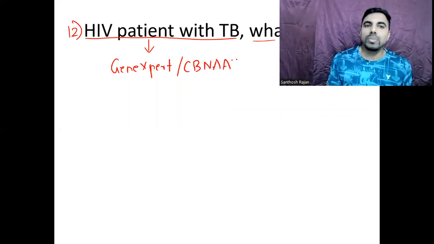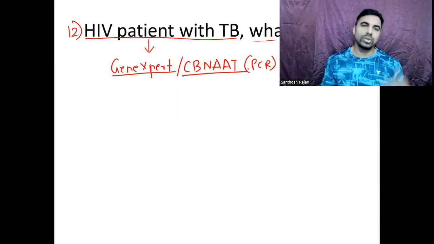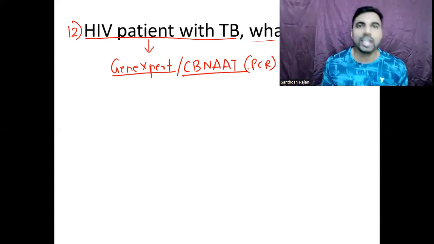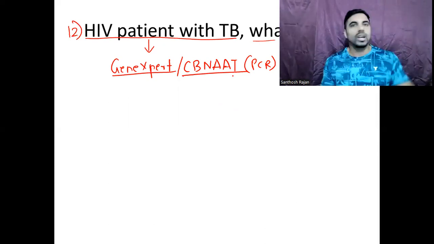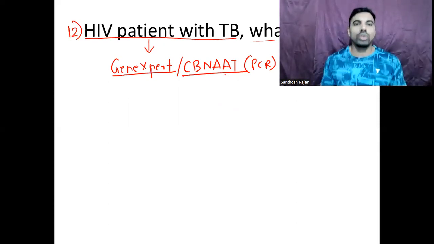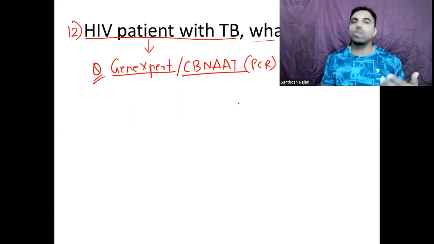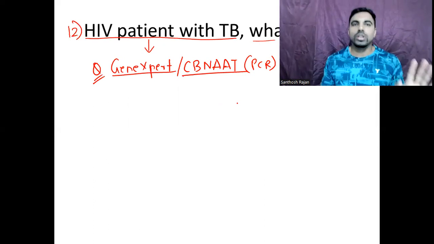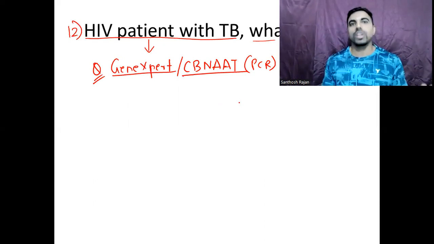CBNAAT is cartridge based nucleic acid amplification technique, GeneXpert or CBNAAT. It's basically a type of PCR. This is the right answer. Of course, according to the WHO and RNTCP, they recommend fluorescent microscopy, but it is very expensive and you need expert hands for that. So the easy one is GeneXpert. Any sample, extrapulmonary, whatever comes, take the tissue and send it for CBNAAT, and you will get an accurate result. This is a very good one.